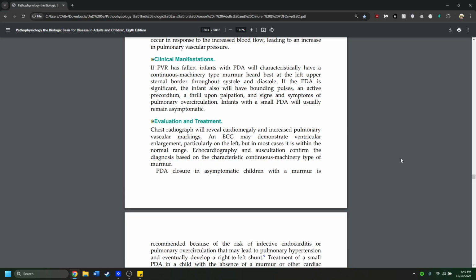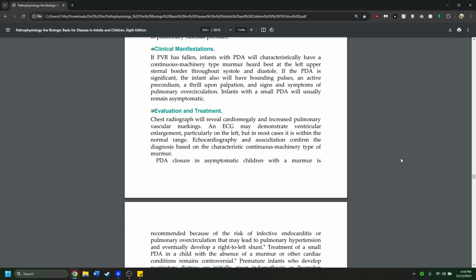So what kind of clinical manifestations do we see? Well, if the PVR has fallen, infants with PDA will characteristically have a continuous machinery type murmur, heard best at the left upper sternal border, throughout systole and diastole. If the PDA is significant, the infant will have bounding pulses, an active precordium, a thrill upon palpitation, and signs and symptoms of pulmonary overcirculation. Infants with a small PDA will usually remain asymptomatic.